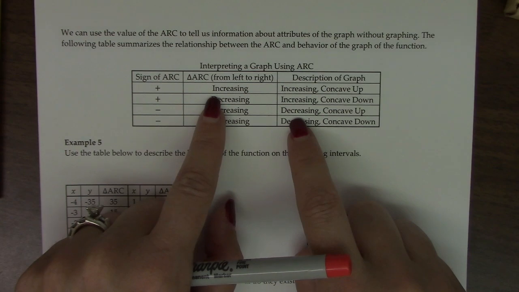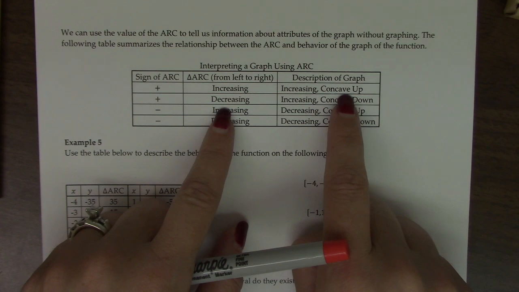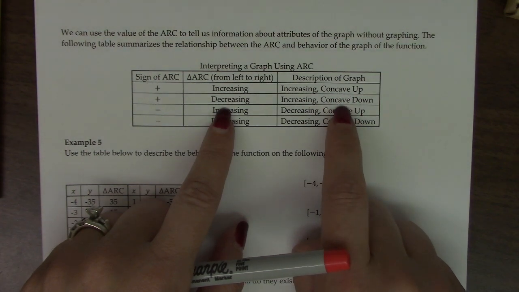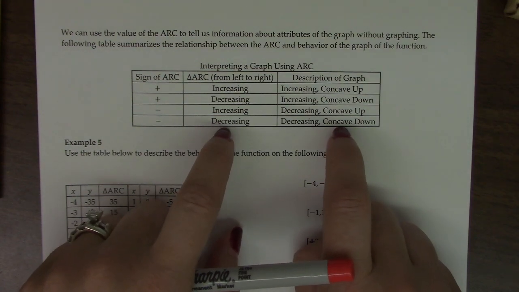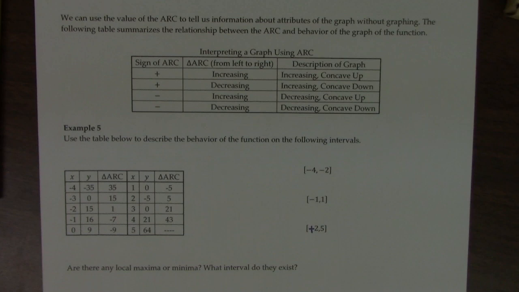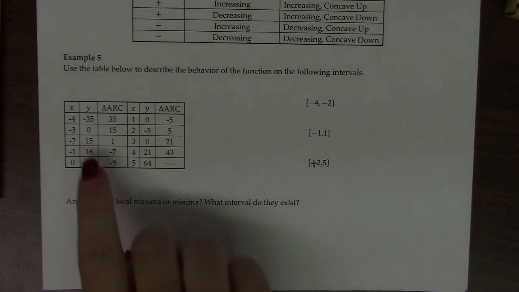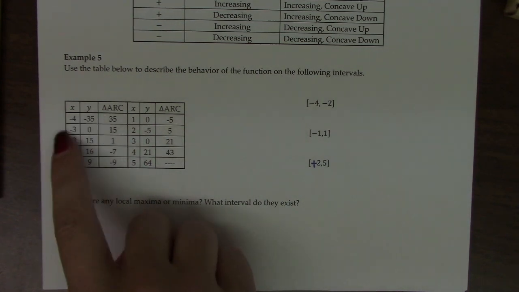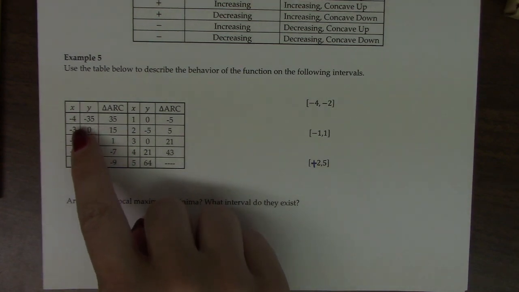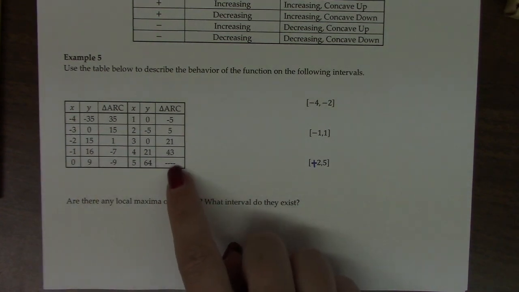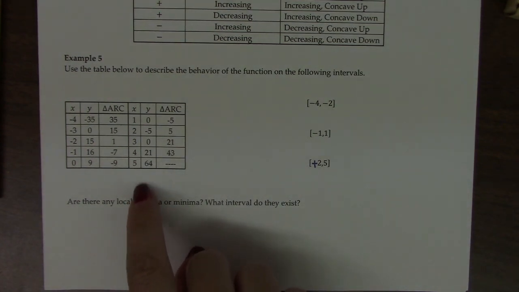If the values are getting larger, we say the graph is concave up. If the values are getting smaller, we say the graph is concave down, right? So here, increasing means concave up, decreasing means concave down. So let's look at a table of values and actually see how to interpret this. So I've given you 2 columns here, right? These are the XY values, and these are the ARCs between this point and its next point, right? This point and its next point. So that's why you'll always see a little dash line at the end, because you don't have another point to compare this to.